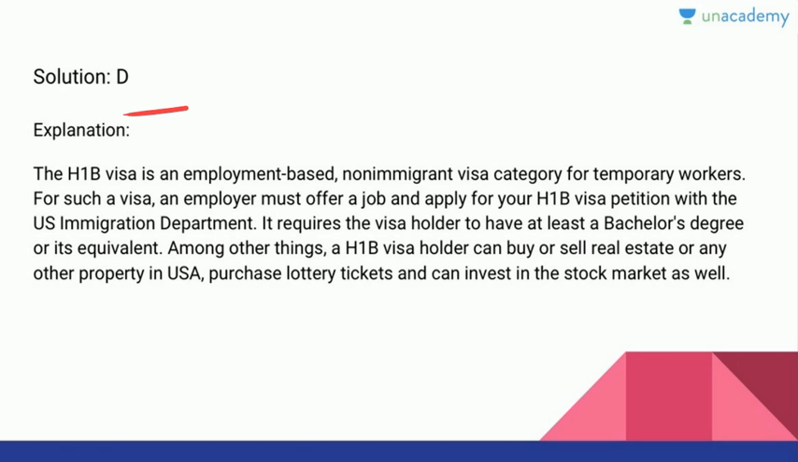So according to answer D, the H-1B visa is an employment based non-immigrant visa category for temporary workers, and for such a visa an employer must offer a job and apply for your H-1B visa petition with the US Immigration Department. Now it requires the visa holder to have at least a bachelor's degree or its equivalent, and among other things, like for example 12th pass people cannot apply for this. An H-1B visa holder can buy or sell real estate or any other property in USA, purchase lottery tickets and can invest in the stock market as well. Very important. Please consider these points.